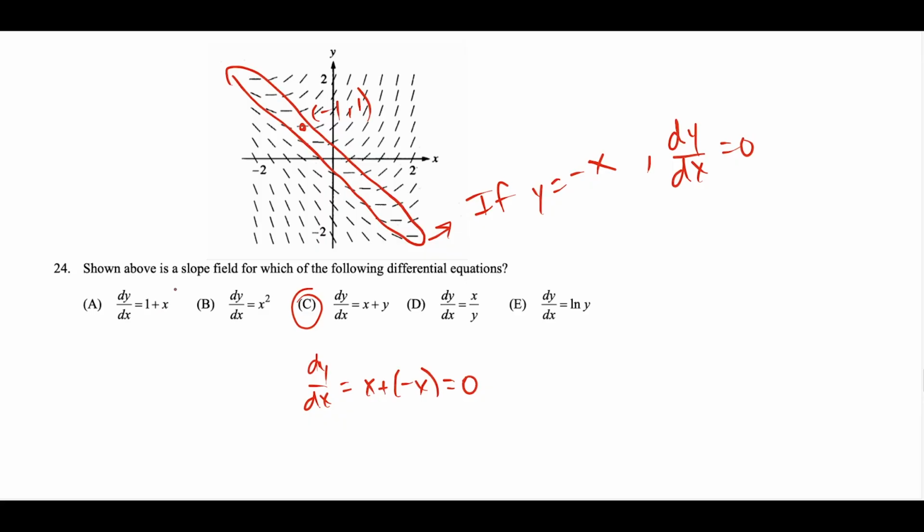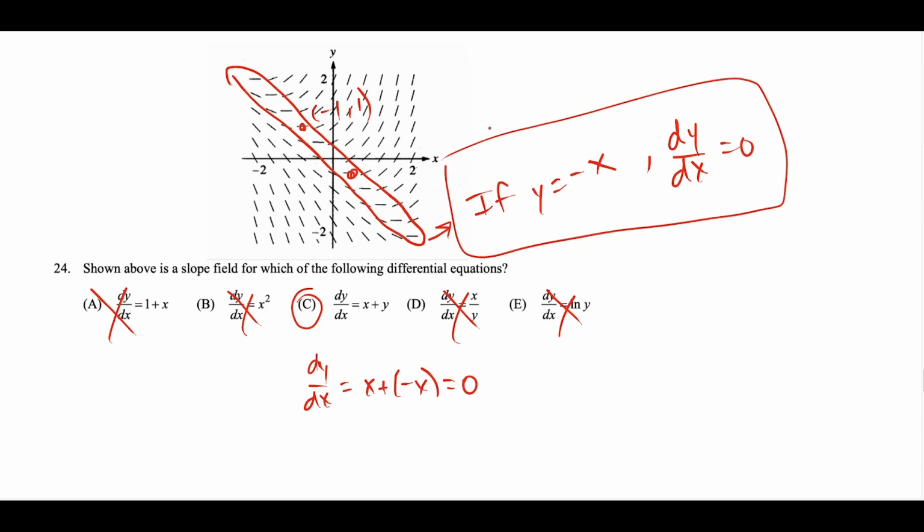If I plug in, let's say x equals 1 for this one, notice I have something non-zero. So you could also get the other choices to eliminate, but I find that looking for this if-then pattern is the easiest way to evaluate these, and then you just match it to the answer choice.